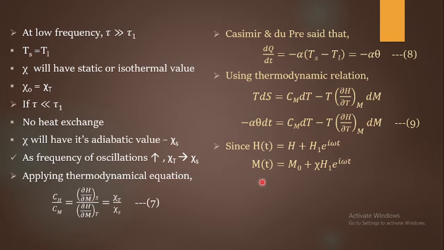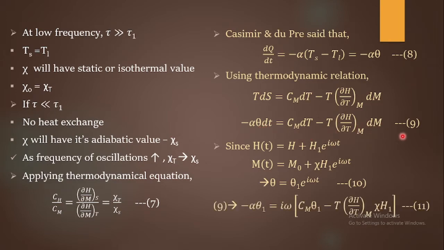Since these two things oscillate with an angular frequency omega, the temperature difference theta will also oscillate with the same angular frequency omega, and thus we can write theta equals theta 1 times e raised to i omega t, which is considered as equation number 10. So now we have the solution for theta, and we have equation number 9, which involves theta.